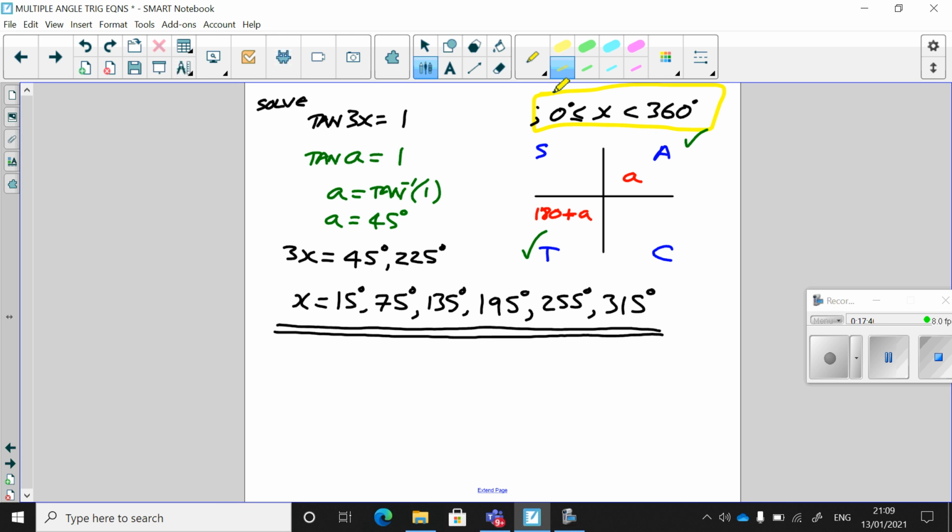And if you added 120 onto 255 and 315, you would actually be above 360. But you can try it if you want. That's up to you. It's not a case of do it my way or take the highway. You try things out for yourself. Right, so that's our second one there without a graph.